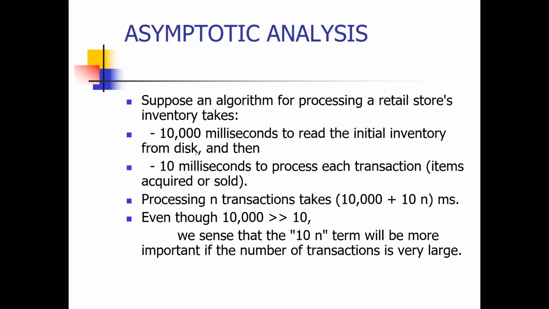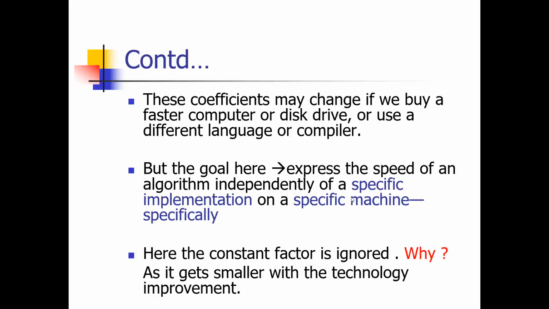So that's why here, this 10,000 milliseconds to read from the hard drive, it takes you 10 seconds, and it feels like a long time you're waiting. And then this looks so small, this 10,000 and this is 10N. But as n gets larger, this part becomes much bigger. Here, the constant factor is ignored because of that.